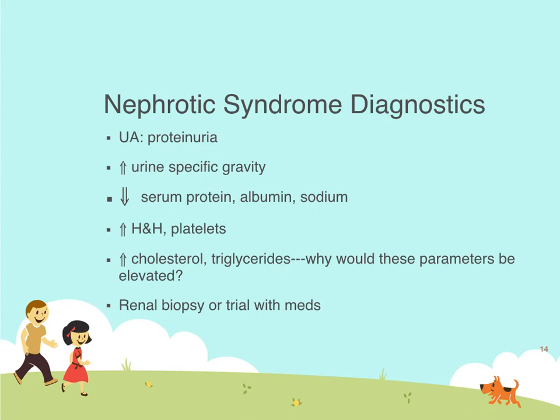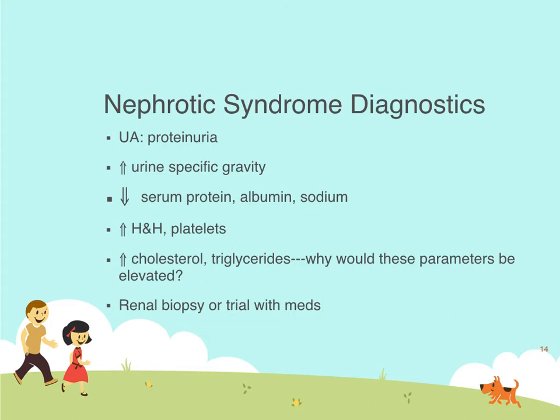The diagnostic evaluation for nephrotic syndrome includes a urinalysis, where you're looking for the protein. There will be an increase in the specific gravity. As I stated earlier, they're going to have decrease in the serum proteins, albumin, and the sodium. The H&H and platelets are going to be elevated, and they have high cholesterol and triglycerides. And these levels are 400, 500, up to 700.